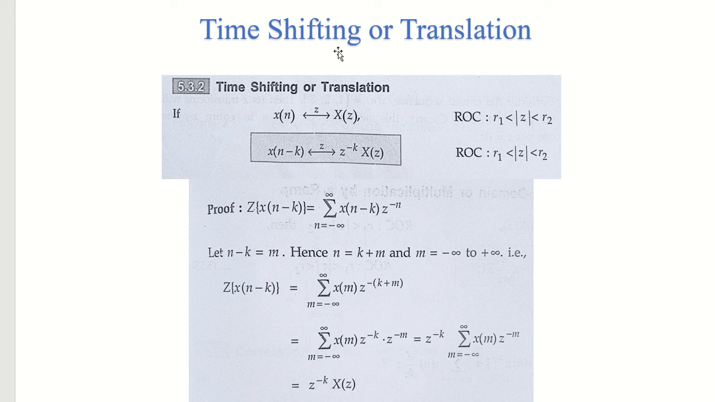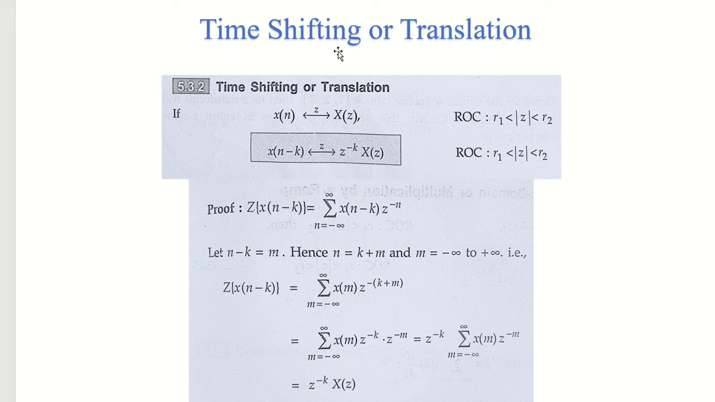It says whenever we take the Z transform of a discrete time signal x of n, and it has the Z transform X of z, and its ROC is between the points R1 and R2, then if I make changes to my signal, instead of x of n, I shift my signal by k. So if I take x of n minus k, and take the Z transform of that signal, the Z transform will be z raised to minus k X of z, and the ROC will remain the same. There will be no change in my ROC.